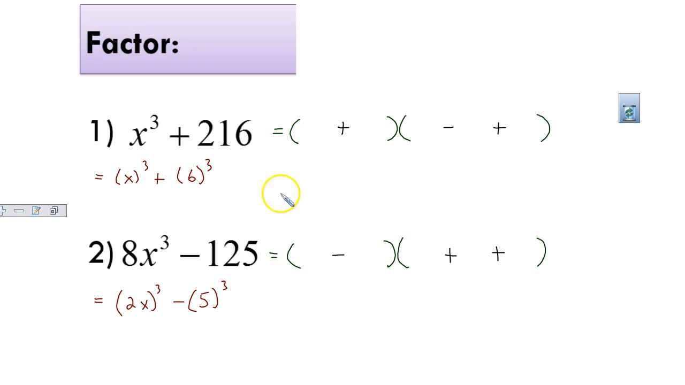Okay, so as we're working these problems out, the first parentheses is always going to get the cube root. So it's going to be x and 6 in number 1 here. It's going to be 2x and 5 in the second one. It gets exactly what the cube root is. Whatever that is goes there.